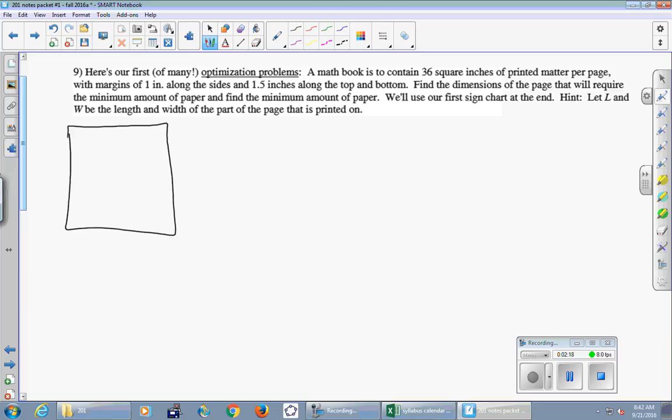So there's the entire page, but we know we've got margins all the way around, and so inside of that page, I'm going to draw a smaller rectangle, and that smaller rectangle is where we find the printed material, okay? The text is in the smaller rectangle, margins around the sides. We'll label those margins. It says 1 inch along the sides. So here to here is 1 inch. Here to here is also 1 inch. And then on the top and the bottom, it says 1.5 inches.